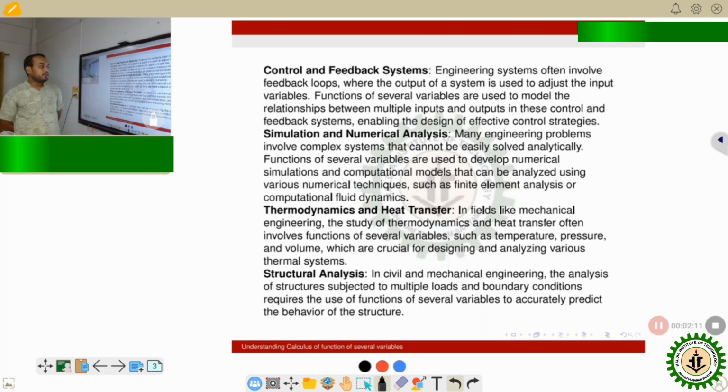In the sense of mechanical engineering, you know that thermodynamics and heat transfer are the core part of a mechanical engineering system. So you can utilize this core system with the help of functions of several variables, where the notion of pressure, volume, and temperature is crucial in the mechanical engineering system. So these parameters, temperature, pressure, volume, can be treated as input variables of the functions of several variables, and the output is the exact output that you are expecting from the mechanical engineering purposes.